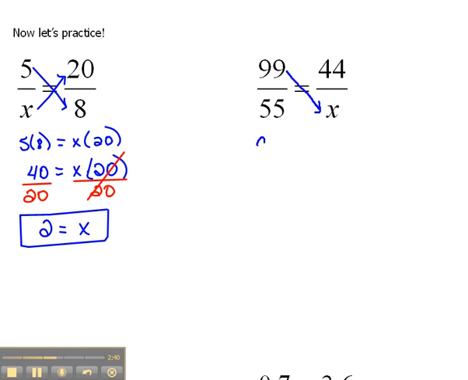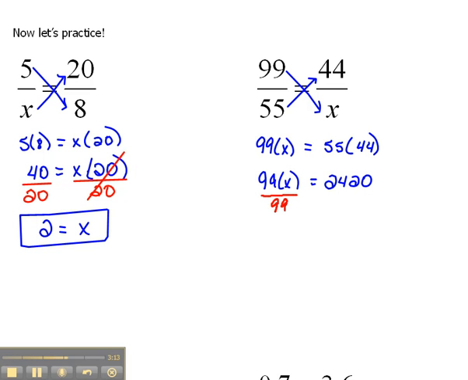So here we have to say 99 times x equals, and then do the other cross product here, and that would be 55 times 44. Now we do what we can. 99 times x we can't do anything with, but 55 times 44 is 2420. And now, rather than multiplying, let's divide and go backwards. So let's divide 2420 by 99.